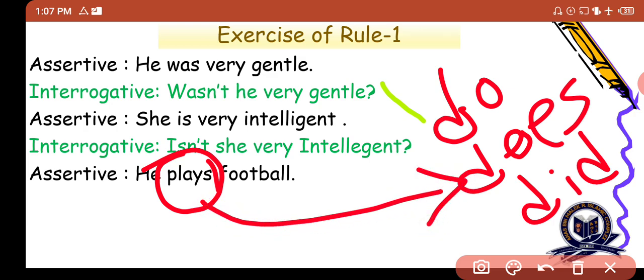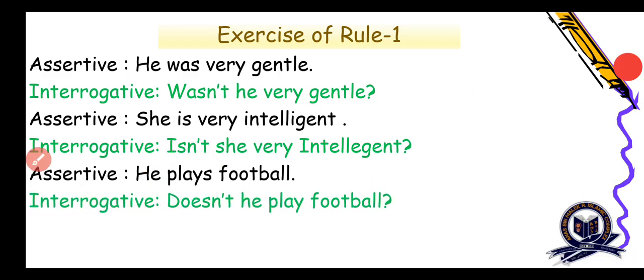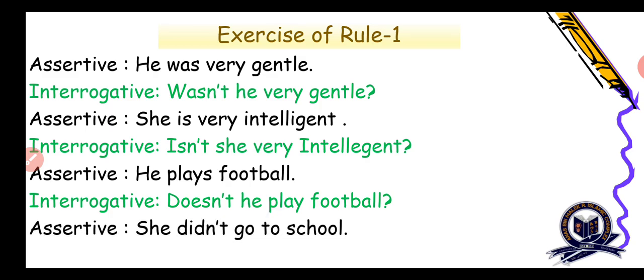Okay, so at the beginning, as it is an affirmative sentence, we will use doesn't. Doesn't he play football? Let's see. Doesn't he play football? Next one. She didn't go to school. As you can see, it is a negative sentence. So we have to make it affirmative, and we have to erase not. So did will come first. Did she go to school?